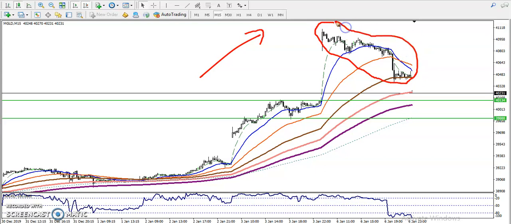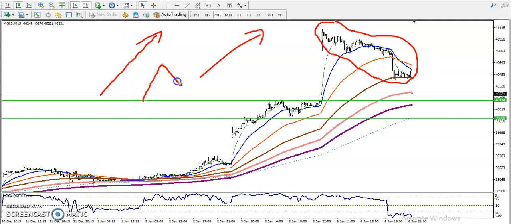We know that price never goes in a straight line. Price always runs like a wave: run, pullback, run, pullback, or you can say retracement, like that. So now we have seen gold is running in an uptrend, and it has given this area called retracement.